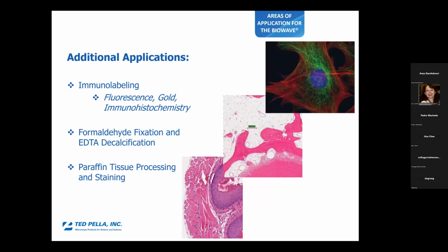And as a bit of an aside here, there are additional application areas as well, not just for EM. So it can be used in immunolabeling with fluorescence or immunogold, different types of fixation or decalcification, different staining and paraffin tissue processing. So one instrument has a lot of versatility to it.